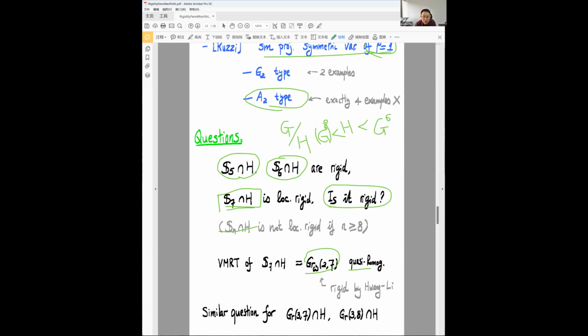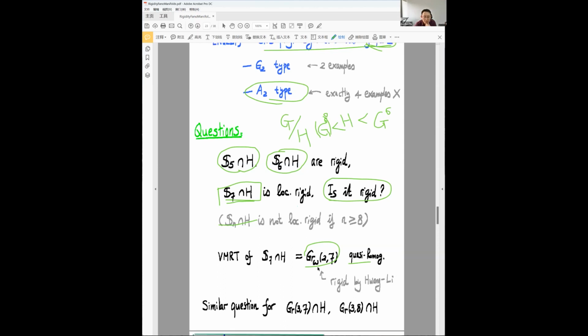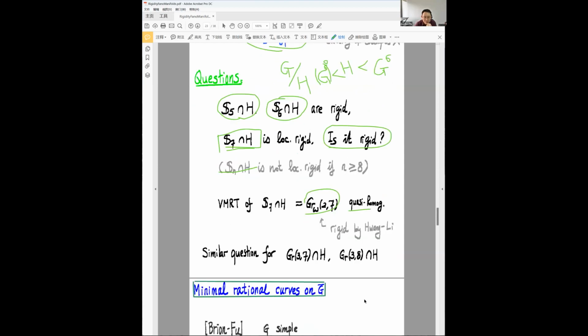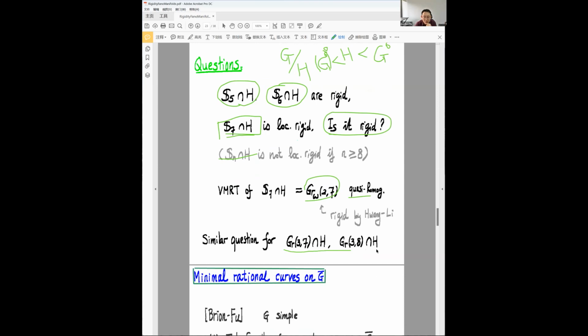So in particular, the first step of the Hwang and Mok approach works, but then the second step is quite difficult because we don't know how to recognize this hyperplane section from its VMRT. And also a similar question for this hyperplane section of the Grassmannian. With Grassmannian G(3,6), this hyperplane section is rigid, but then for Grassmannian G(3,7) or G(3,8), this is not known. I suspect maybe these two are not rigid.